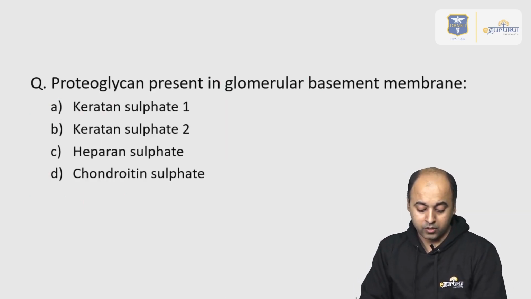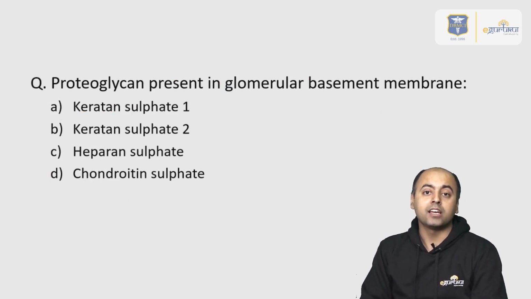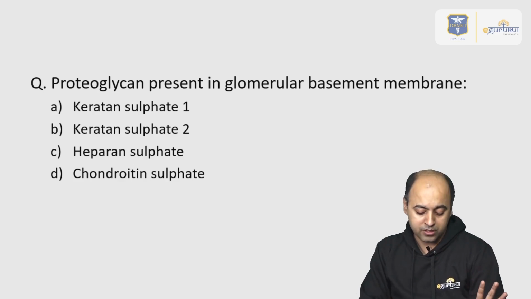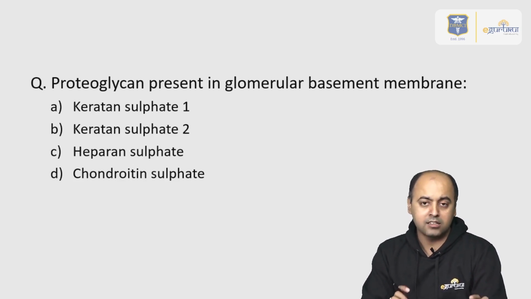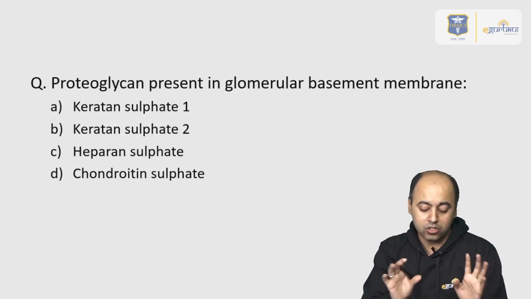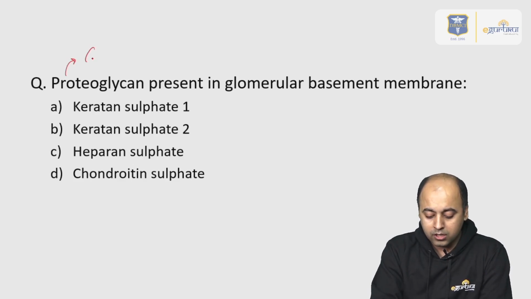Okay. Another question from carbohydrate chemistry: the proteoglycan present in the glomerular basement membrane, and various options are there: keratan sulfate 1, 2, heparan sulfate and chondroitin sulfate. Now this is one topic I always say is likely to land up in your exam: the location of the different proteoglycans or the glycosaminoglycans.